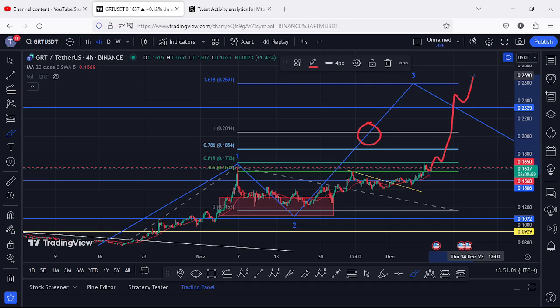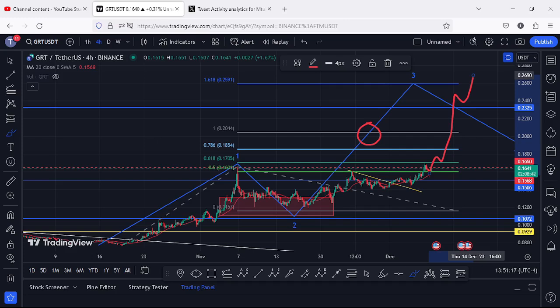So for now, GRT is still pointing to the upper side, where we can still expect higher prices, and the moment we see a break above those significant highs, then $0.2 will be coming in the next coming hours.